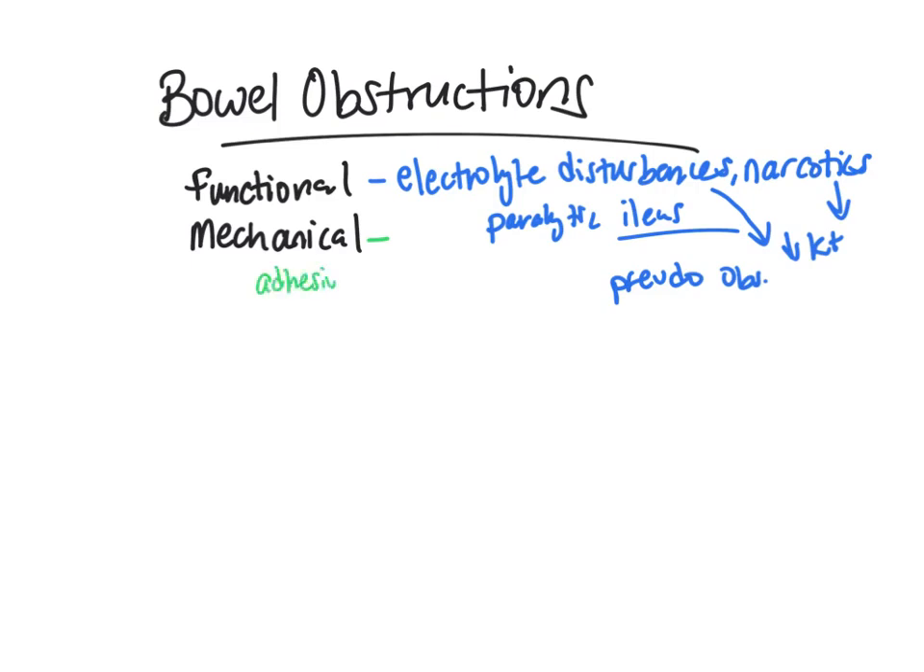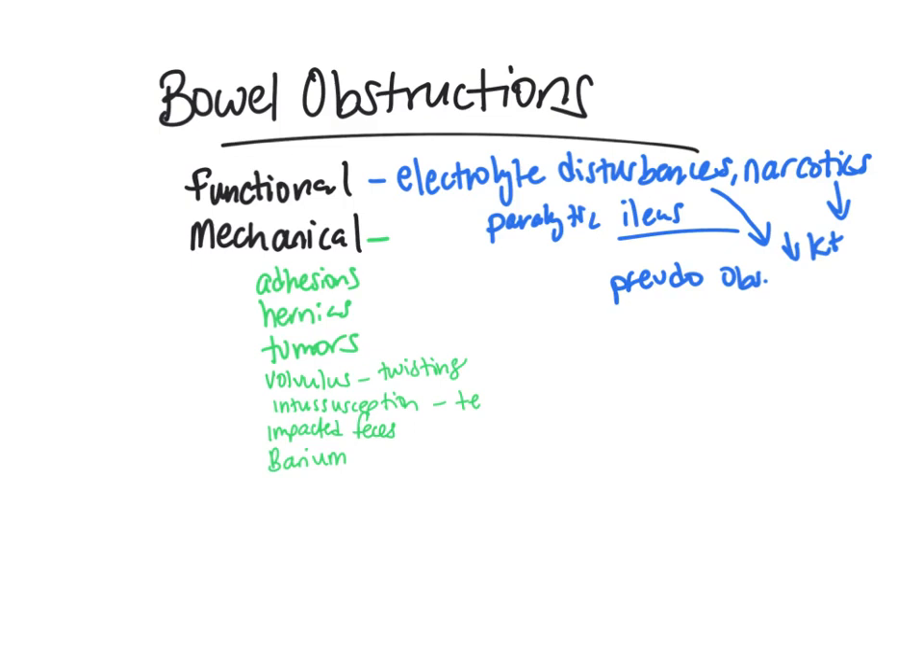The next one is mechanical reasons for bowel obstructions. You have adhesions or hernias, tumors or cancer, a volvulus, which is a twisting of the bowel, intussusception, which is telescoping, impacted feces, or barium usage. So let's go back up to volvulus. Remember that one is a twisting like a vortex. Intussusception is a telescoping, and it has a T near the beginning of that word. So T for telescope, and intussusception telescopes in upon itself.